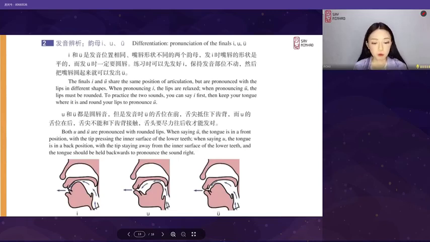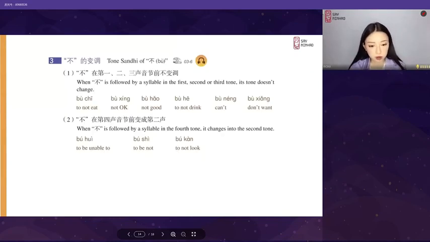But for wu, we can see here it is wu. It is different. For yi and yu, we will raise the front part of our tongue. But for wu, we will raise the back part of our tongue. The shape of our lip is the same as yu. Okay, this is yi, yu, and wu. Try to practice more. I think you can all know how to practice them.